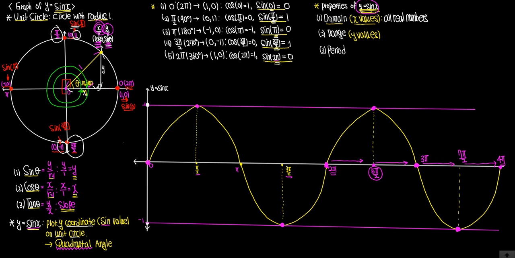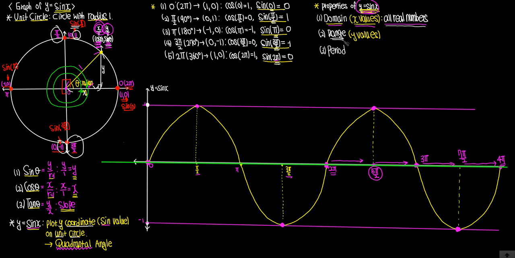Firstly, if you review the properties of the y is equal to sine x graph on the coordinate plane, we can figure out that the domain, which is the set of all possible x values on the graph, is all real numbers. That means from negative infinity to positive infinity is the domain for the y is equal to sine x graph.